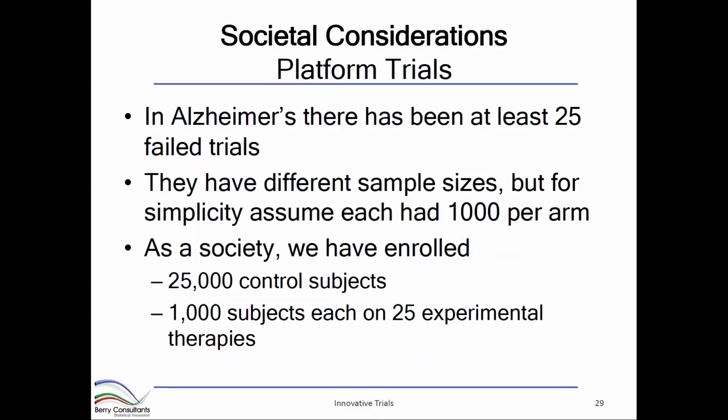All right, so that was broader questions. I now want to switch gears to societal considerations. Talk about Alzheimer's. There have been a lot of failed trials in Alzheimer's, at least 25, depending on how you count. They all had different sample sizes. Just for simplicity here, I'm going to assume that they were all 1,000 per arm. As a society, what have we done? We've enrolled 25,000 control subjects, and we've enrolled 1,000 subjects each on 25 experimental therapies.